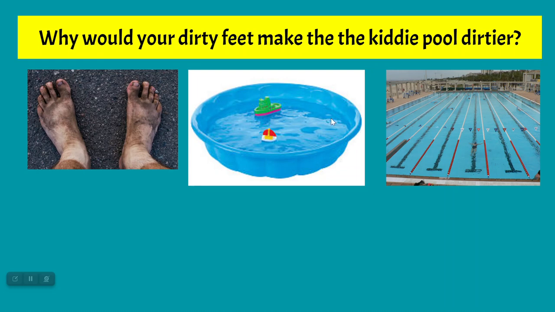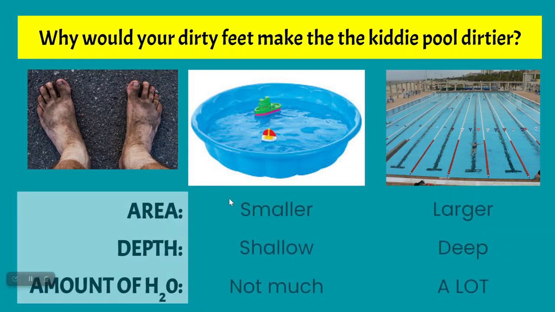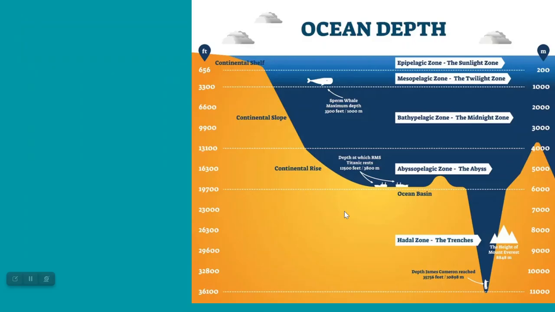What's the difference here? Well, if you walk in that small kiddie pool, it is smaller, it is shallower, and it does not have nearly the amount of water. It has way less water than this Olympic pool has. So the same amount of dirt in here is going to make a really big difference compared to this amount of dirt in the big pool. It'll still be the same amount of dirt, but it's going to be much more obvious in that kiddie pool. Well, that's very similar to what's happening in the Chesapeake Bay.